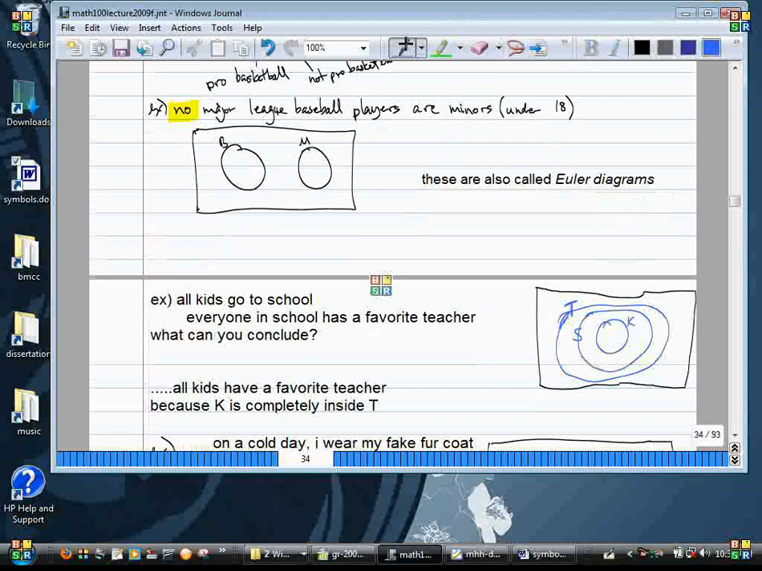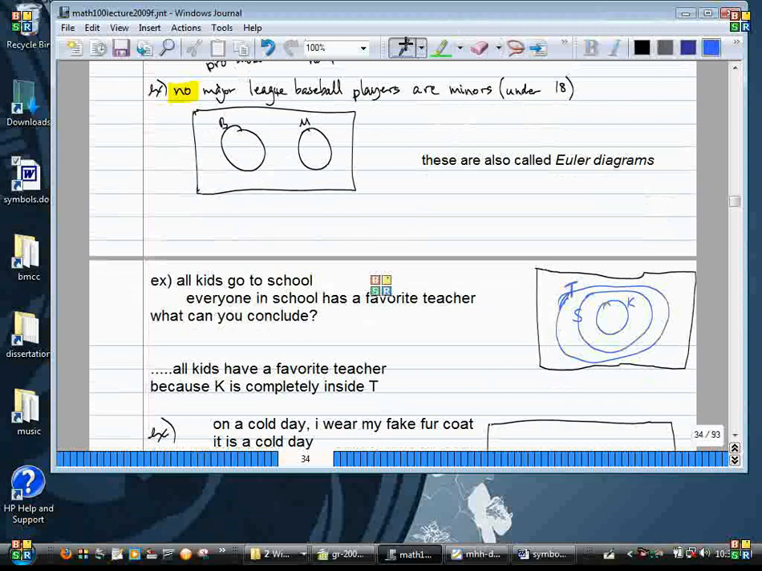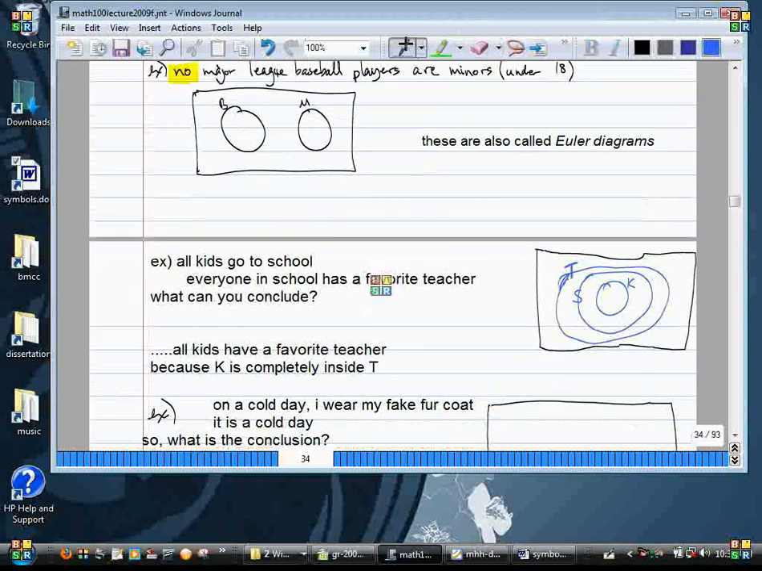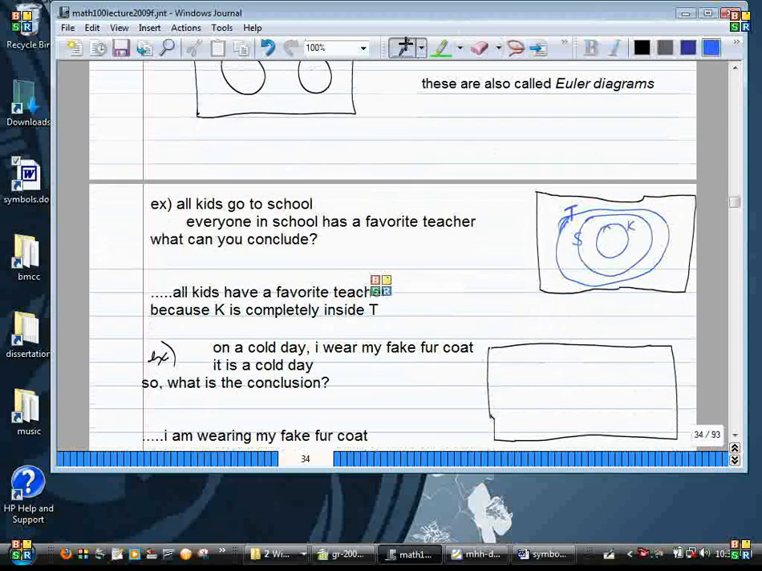On a cold day, I wear my fake fur coat. It is a cold day. What can I conclude? I'm wearing my coat. Okay. Now, how can we draw a picture to represent this? You've got to get fake fur coat.